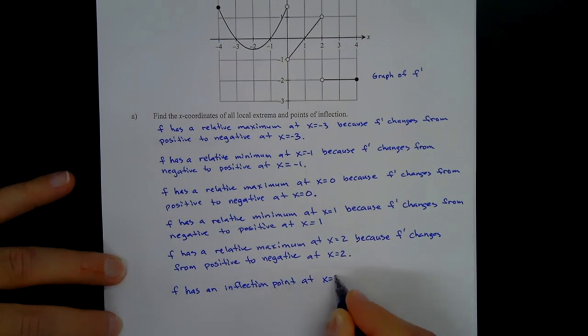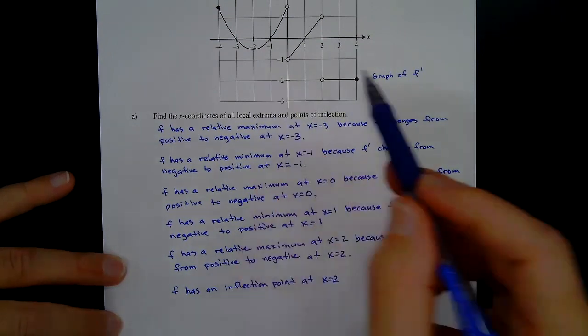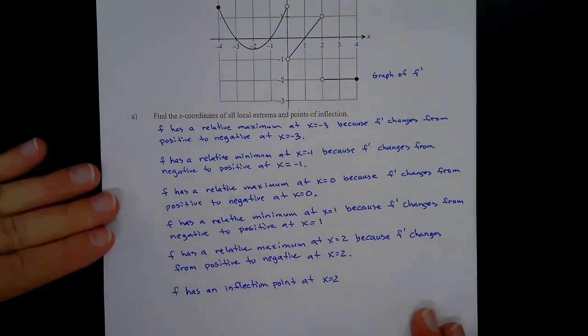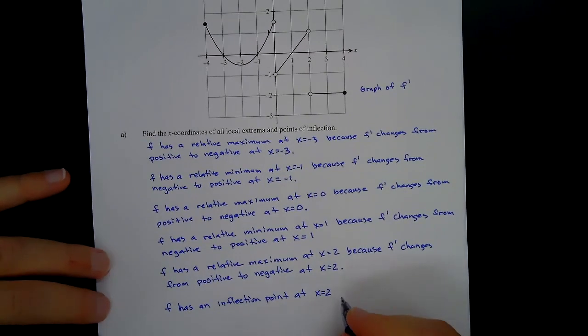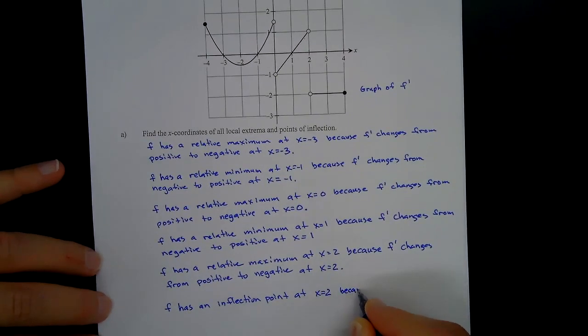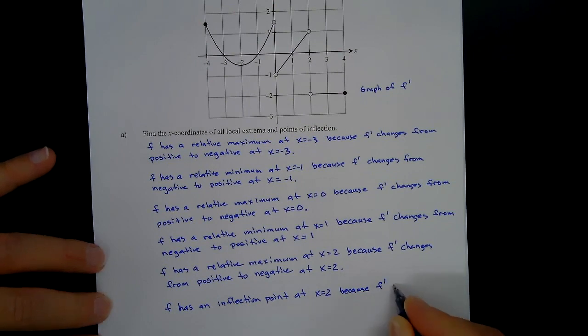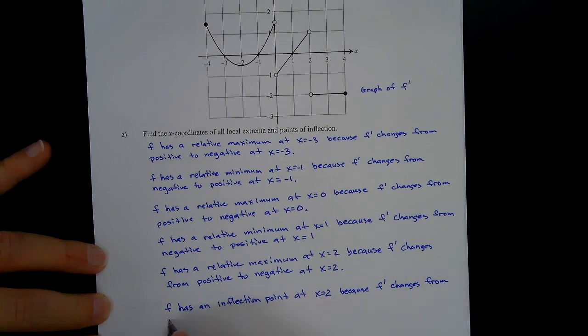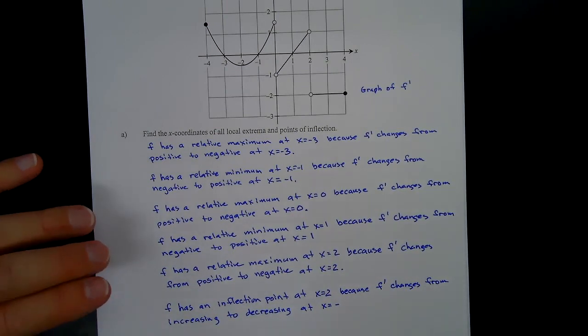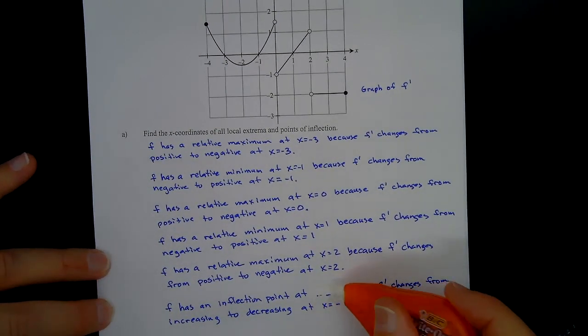So f has an inflection point at x equals 2. And the way we know that is because we have to refer back to the stem of the question, and the stem deals with f prime, okay? So f has a point of inflection at x equals 2 because f prime changes from increasing to decreasing at x equals, and you know what? I said 2 and I meant negative 2. I wrote 2 right here and I meant negative 2.